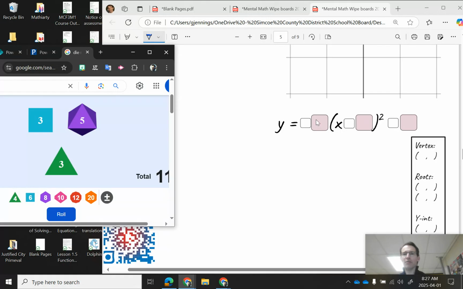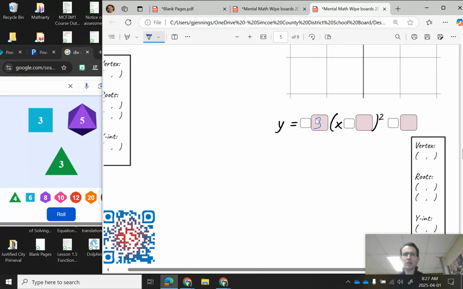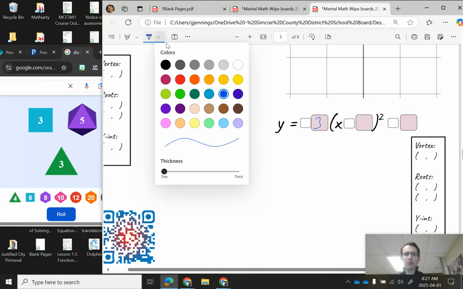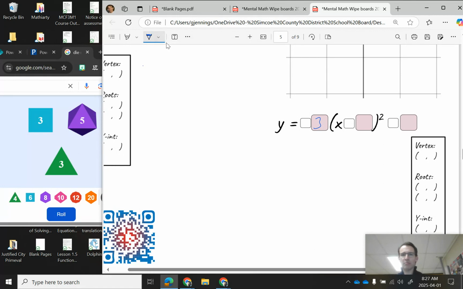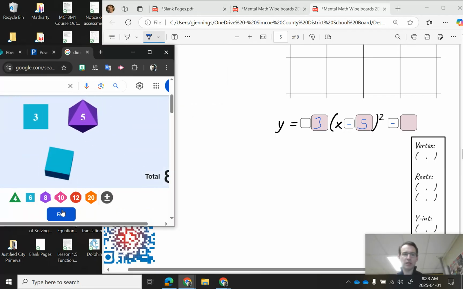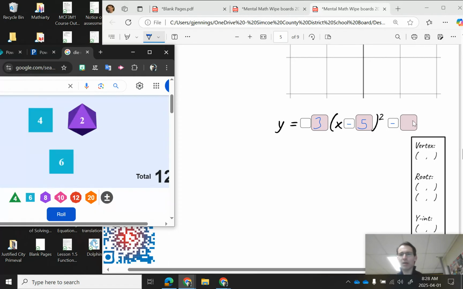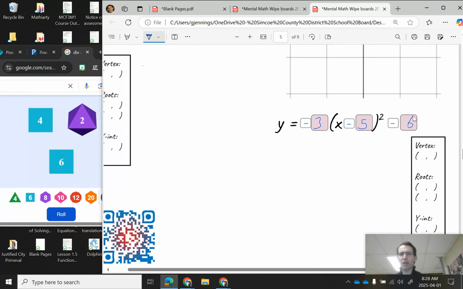Let's say we have 3. Oh, that's strange. Multiplied by x minus 5 squared. Actually, I want to flip that around. Just going to roll this one again. Yeah, there we go, minus 6, that's good. And we'll do plus 3. Okay, so rewriting this one, we are going to be interested in this quadratic. Y is equal to 3 multiplied by x minus 5 squared minus 6.